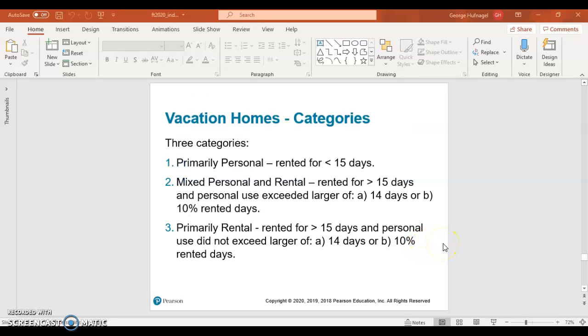For the vacation home category, there are 3 categories. 1, primary personal, if it's rented for less than 15 days. 2, mixed personal and rental, rented for greater than 15 days, and personal use exceeded the larger of the 14 days or the 10% of rented days. Or 3, primary rental, rented for greater than 15 days, and personal use did not exceed the larger of the 14 days or 10% of rented days.